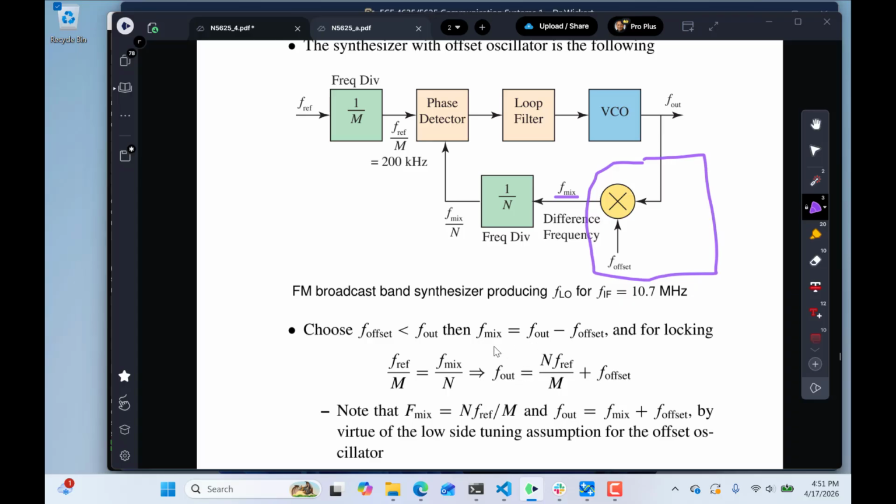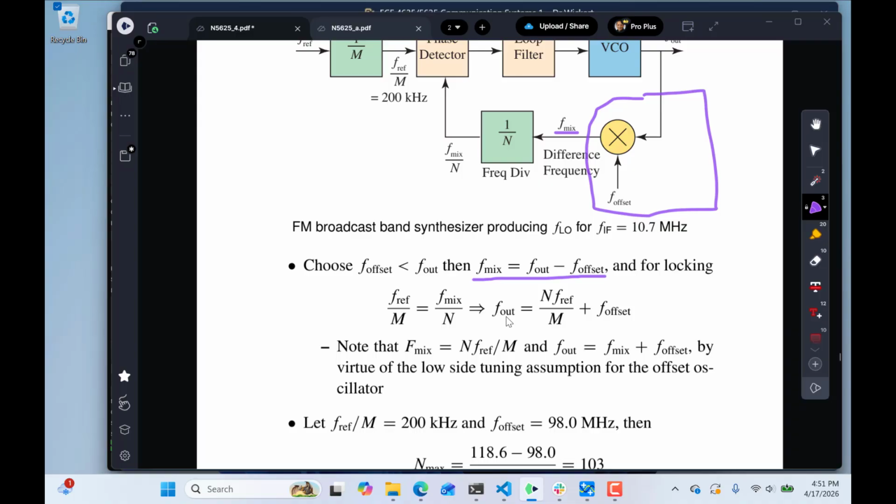solve for F out in this equation up here, F out is going to be N times FREF over M plus F offset. Just doing the algebra on this and making the substitution. So this tells us our output frequency will be N times FREF over M plus F offset. So the offset is just making it more convenient for the divider to work with a lower frequency range.